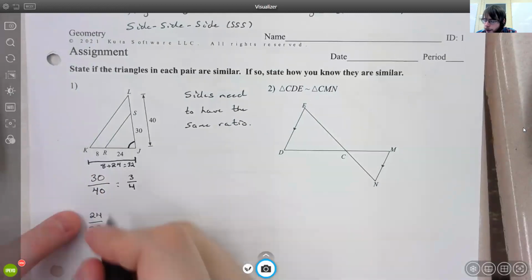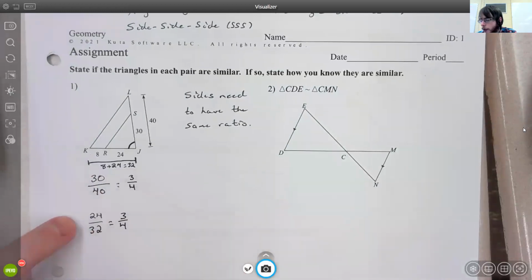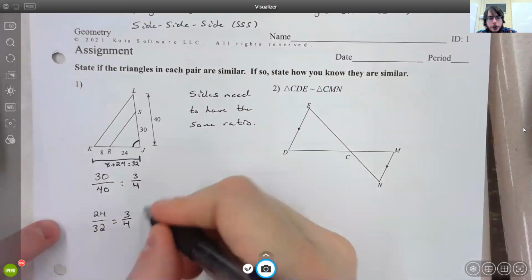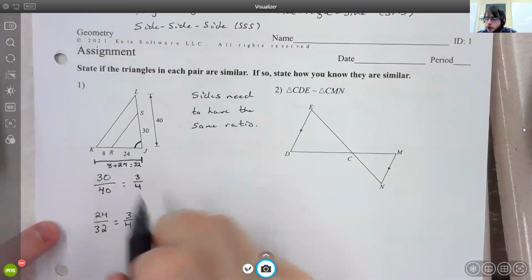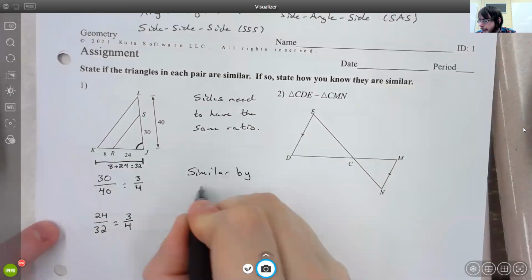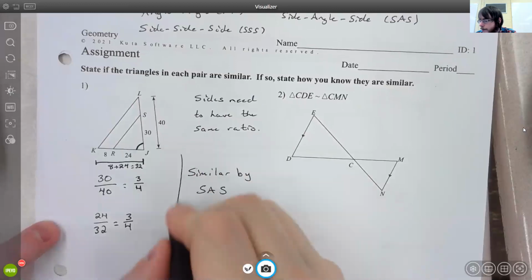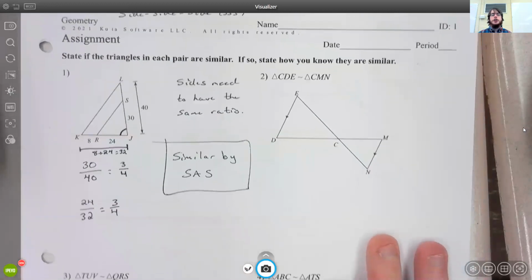Now if you simplify 24 over 32, you can divide both of them by 8, and that will give you 3 over 4. These ratios are the same, so that means the sides are proportional. So we can indeed say these are similar by side angle side. All right, let's look at number 2.